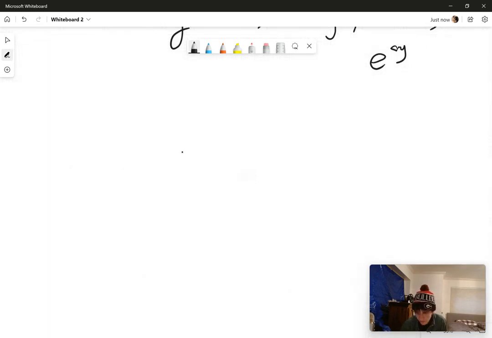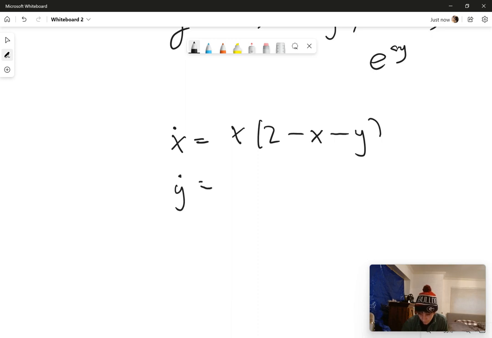So the example he gives is he has x dot is equal to x times 2 minus x minus y, and then y dot is equal to y times 4x minus x squared minus 3. And we're trying to show that this differential equation has no closed orbits in the positive quadrant, x, y strictly greater than 0.